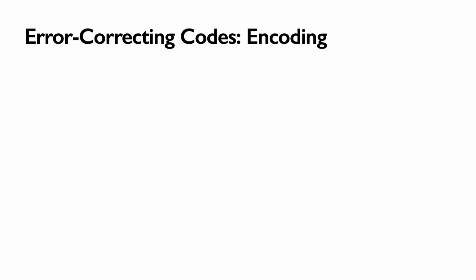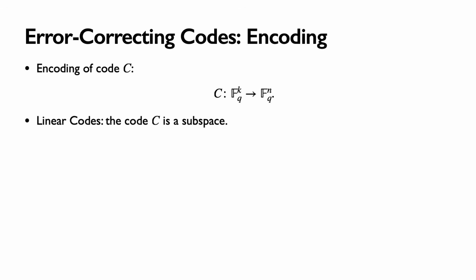So we can also have an encoding map for our code. What does it look like? It is simply a map which takes in some vector in F_q^k and maps it to some codeword of C, which lives in F_q^n. And in this talk, we are going to be talking about linear codes only. Linear codes are ones where the code C is a subspace of F_q^n. In this case, the encoding map is going to be a linear map.